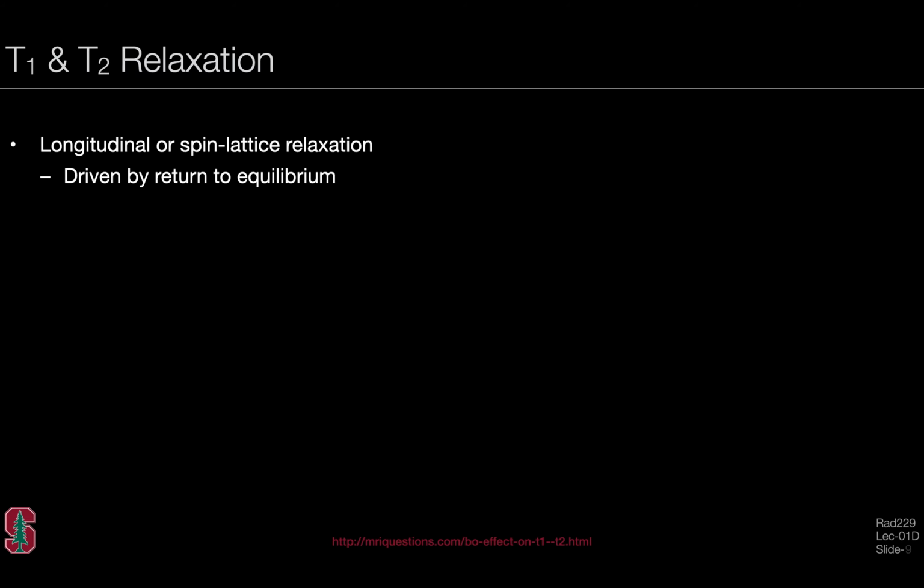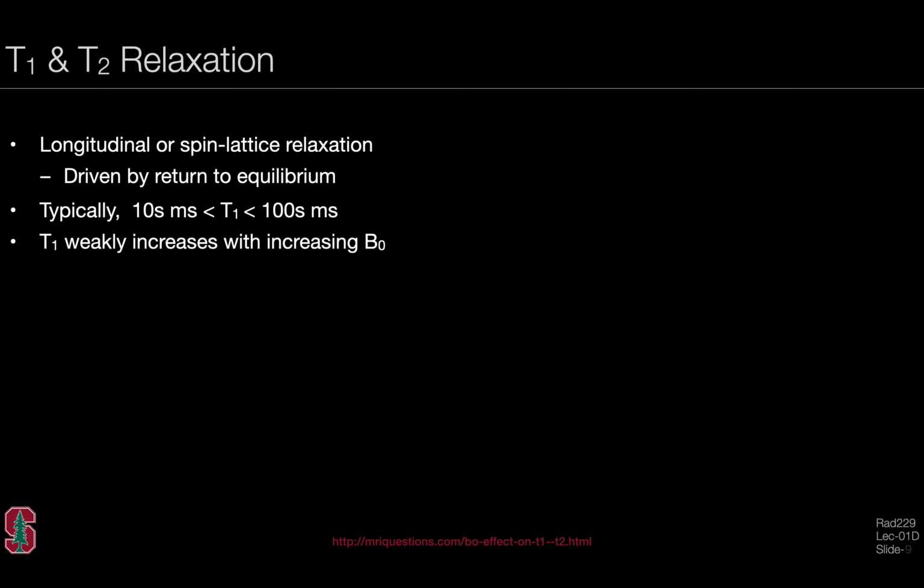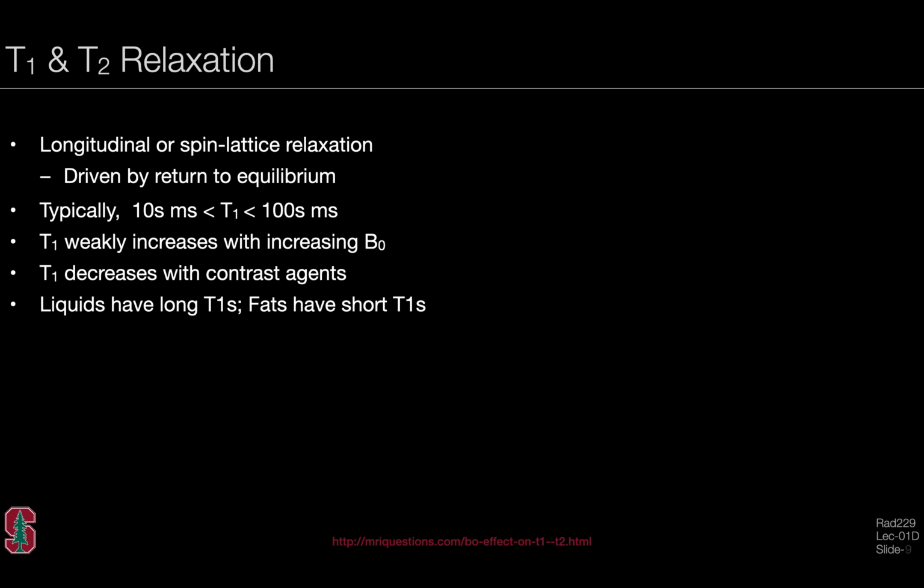So let's say a little bit more about T1 and T2 relaxation time constants. The longitudinal T1 refers to the longitudinal or spin-lattice relaxation, and it's driven by return to equilibrium. Typical T1 values are tens of milliseconds to maybe hundreds of milliseconds. And T1 weakly increases with increasing B0 field. So there is a small effect owing to moving from, say, a 1.5T scanner to a 3T scanner. The T1 can actually be decreased through the use of a contrast agent, something we'll discuss later in this course.